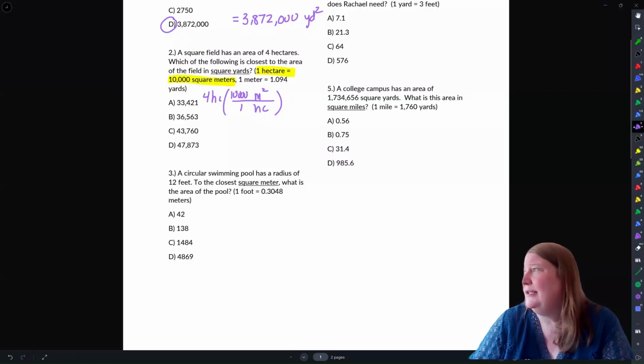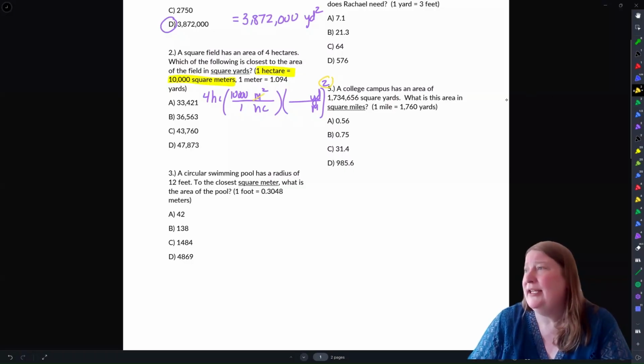So that's already built into what a hectare is. However, I still have to change those square meters to square yards. And my conversion factor is meters to yards, so I'm going to have to square the second conversion factor. So I'm actually canceling meters and square meters, and my answer now is going to be in square yards.